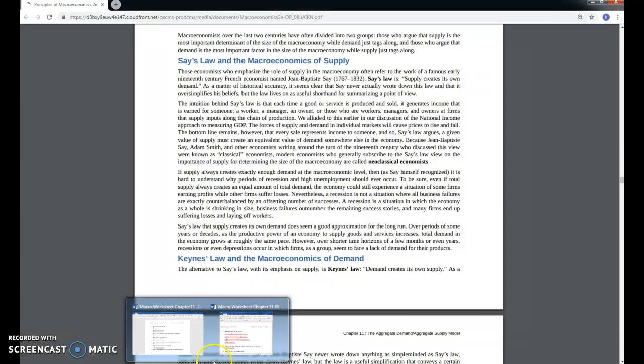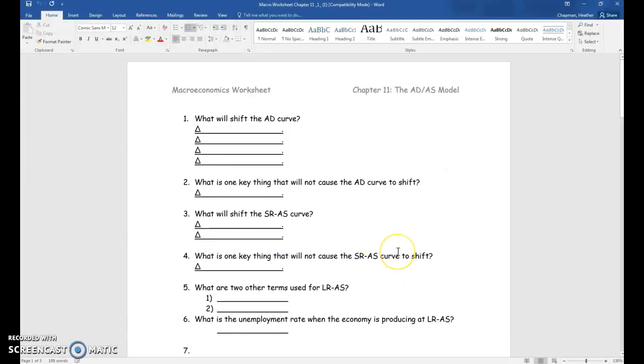So let's grab our worksheet. We're going to talk about how we read and interpret the ASAD model, and then also what happens in the world to cause changes, how a classical economist would solve the problem, and how a Keynesian economist would solve the problem. So what will shift our aggregate demand curve?